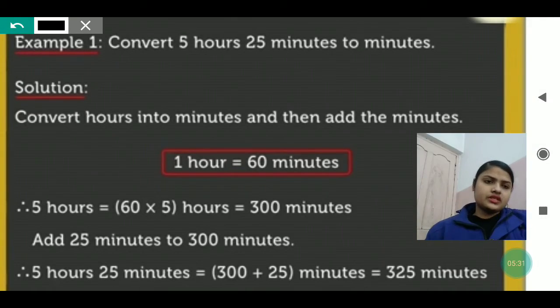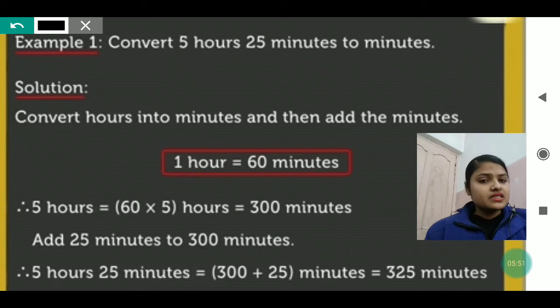In this question, you can see what is written. It is written: convert 5 hours 25 minutes to minutes. Okay, how will we convert it? When we convert hours into minutes, we only convert the numbers given in hours. The numbers given in minutes, we add up.